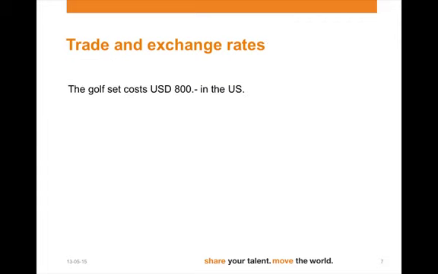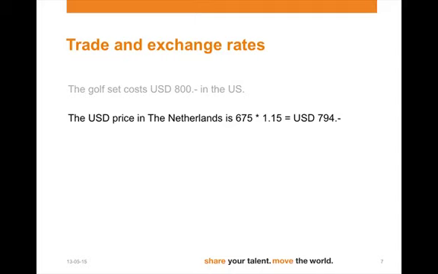In the US, the price is clear, $800. The US dollar price in the Netherlands is 675 times 1.15 equals $794. In short, the golf set, if chosen for the lowest price, should be purchased in the Netherlands.